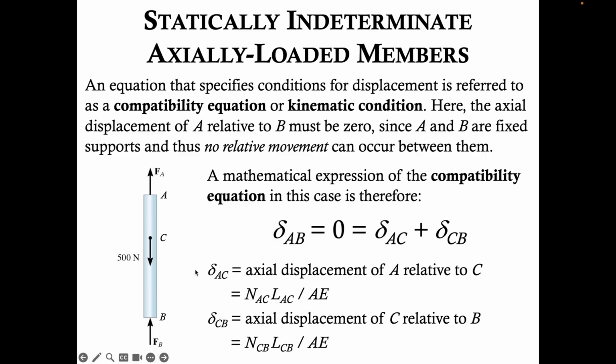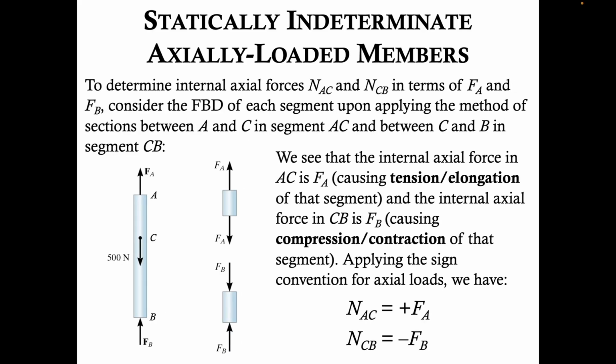Delta sub AC is the axial displacement of A relative to C, and delta sub CB is the axial displacement of C relative to B, and we can further equate that delta value in each case to NL over AE for that segment. Remember that A and E are constant throughout this entire member. Consider the free body diagram of each segment upon applying the method of sections between A and C in segment AC, and between C and B in segment CB.